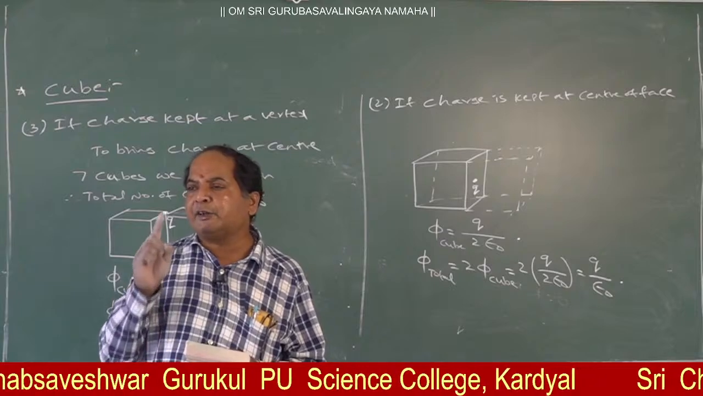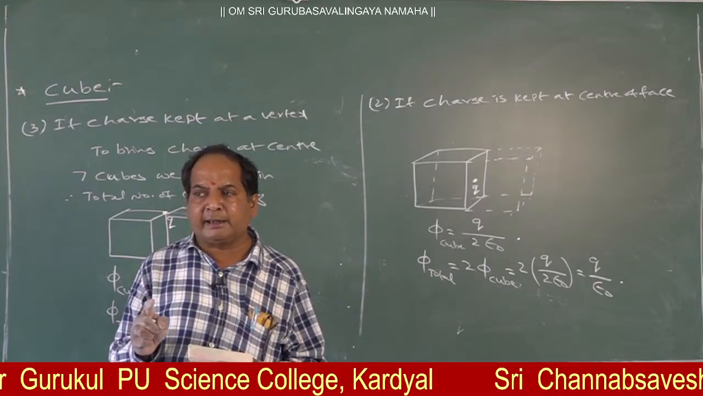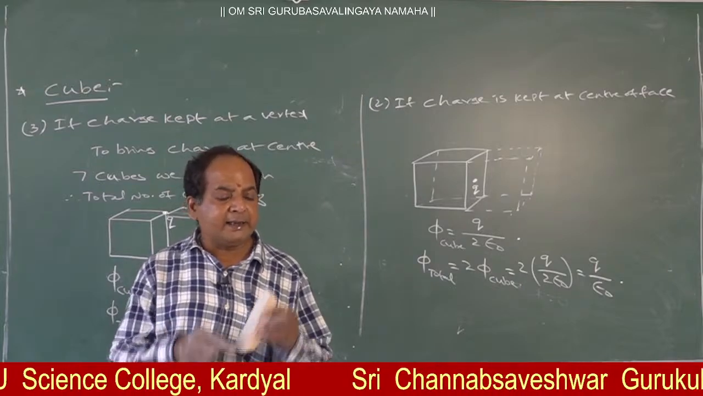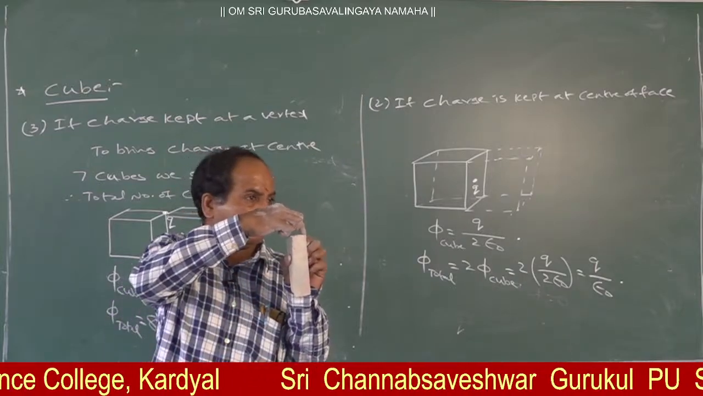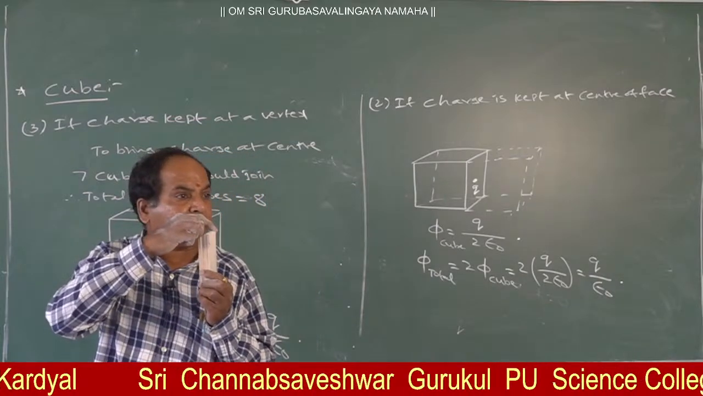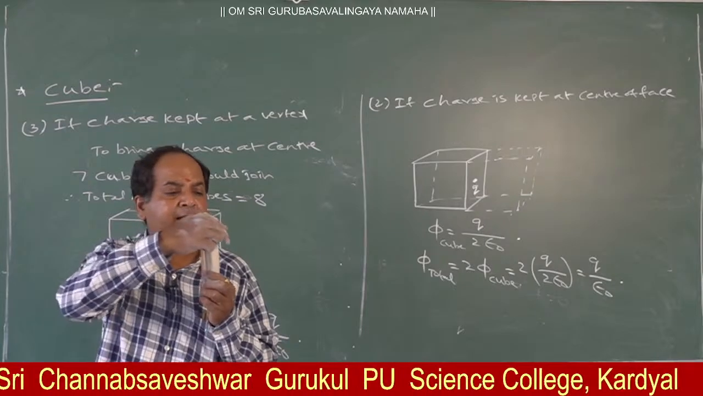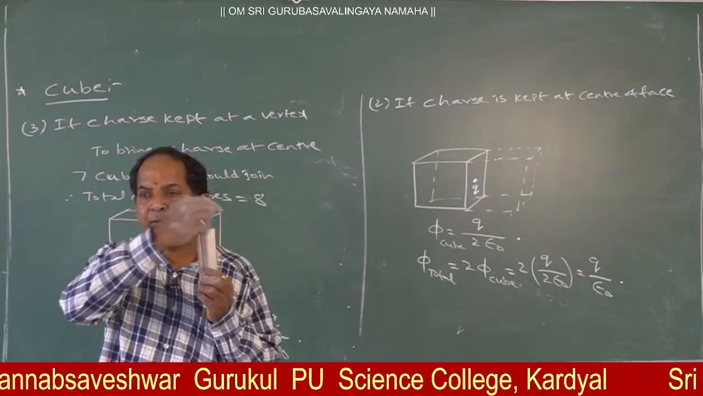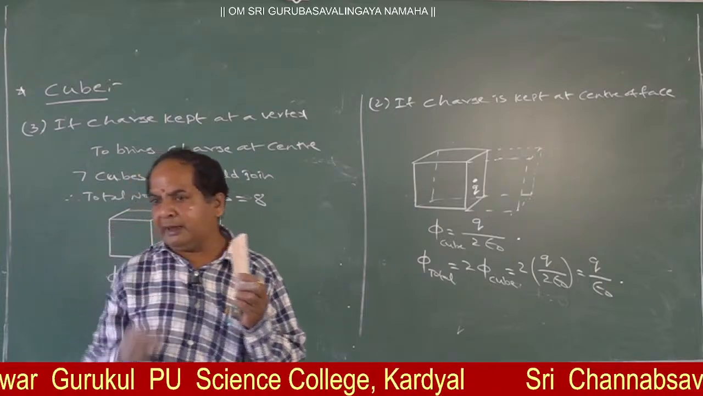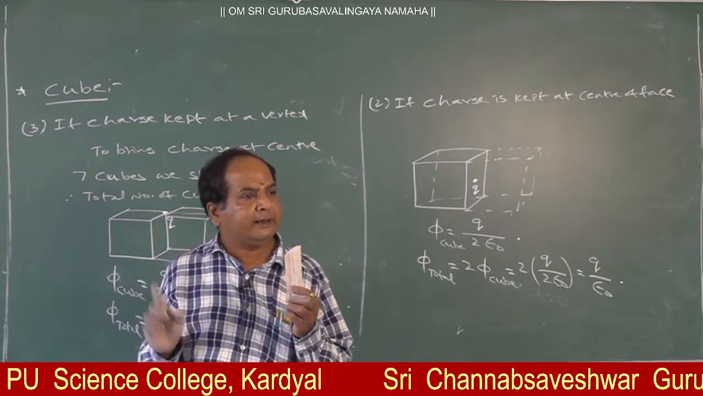Similarly, if the charge is kept at any one vertex, how many additional cubes are required to bring that one into center? 7 additional cubes. One is adjacent, 2 are one over the other, total 3, and backside 4. Total 7 additional required, already 1 is there, so 8.